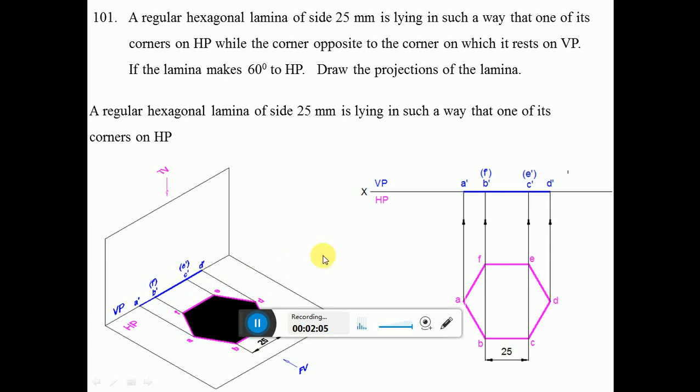In 2D analysis, you see the same sketch drawn in two dimensions, wherein you can see A, B, C, D, E in the corner position, wherein A dash is also a corner and D dash is also a corner, having a side of 25. Since all the sides are parallel to HP, I am getting the true shape here, wherein each side, that is AB equals BC equals CD equals DE equals EF equals FA, all the sides will have the dimension of 25 mm.